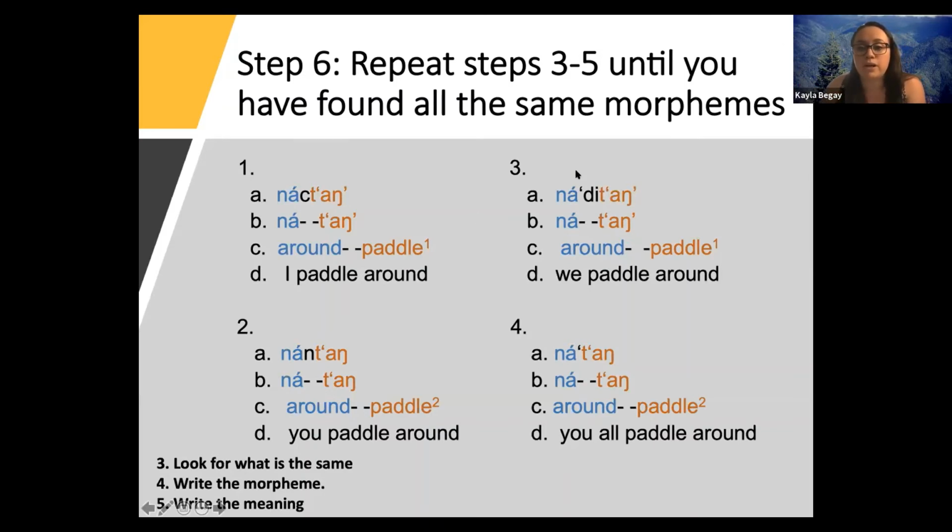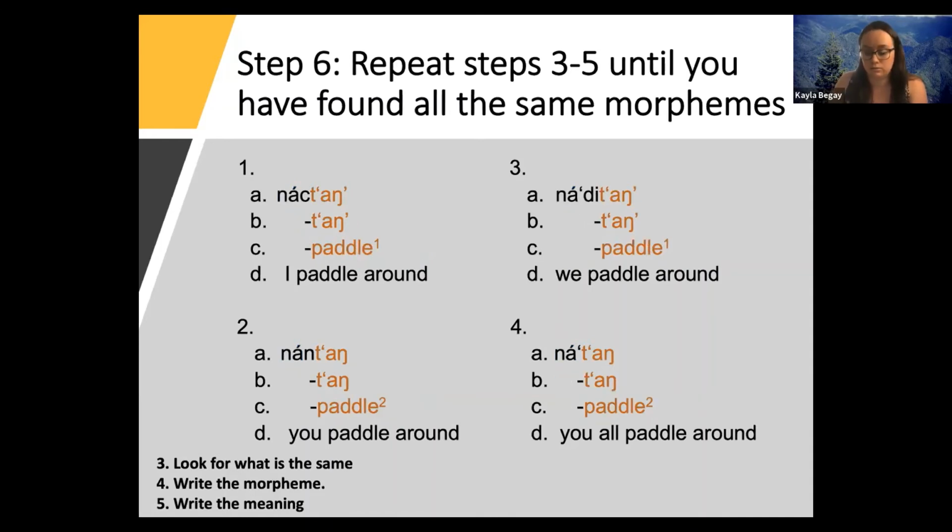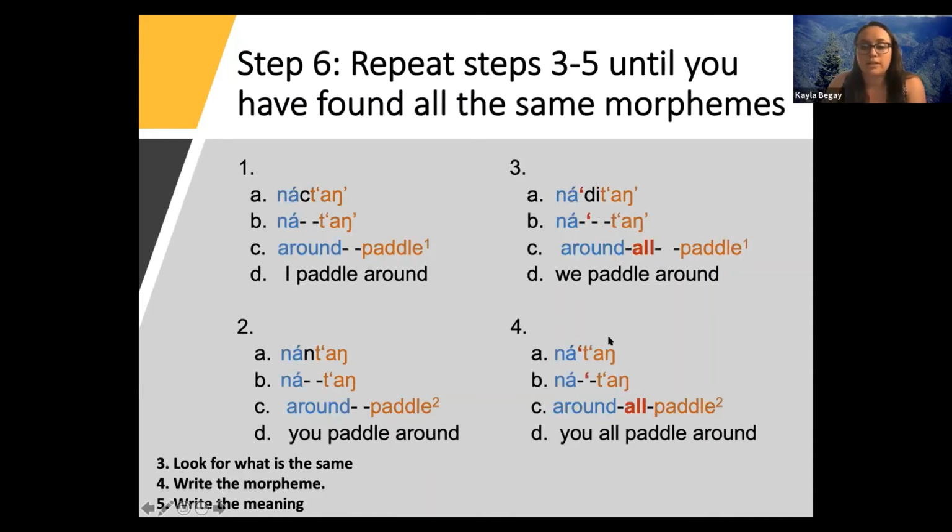In 3 and 4, I'm noticing that there's still what's an H sound, but it is written in the documentation as a backwards apostrophe here. So if I compare, oops, what's happening here is this is involving plurals, and it's not here because this is involving just one person. So I went ahead and wrote in all because that comes from this translation. We paddle around, you all paddle around. So I've written that in, done this 3, 4, 5 for all and for that apostrophe. From there, I think everything is accounted for that's the same across different words here.